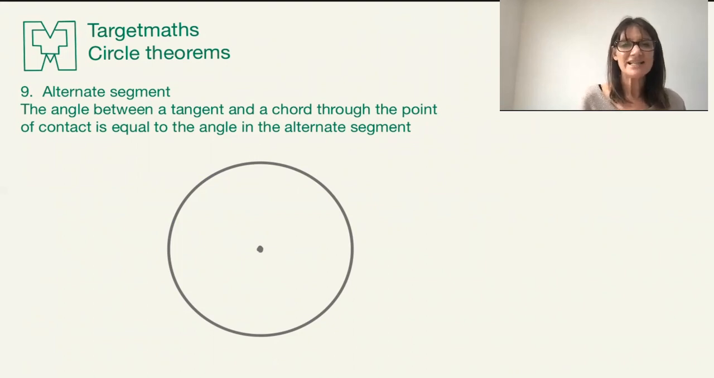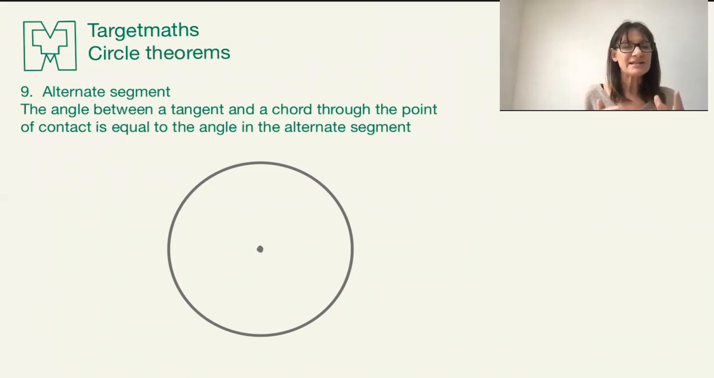The alternate segment, this one is considered the hardest to learn and spot, the hardest to identify in a circle. And it's taken me, I'll be honest, a little while to learn how to teach it in the best ways to try and reduce the confusion. I do use color to help me. So hopefully you'll be able to see the connections that I'm trying to make you spot. And then we've got to learn how to apply that to actual circle theorem questions.